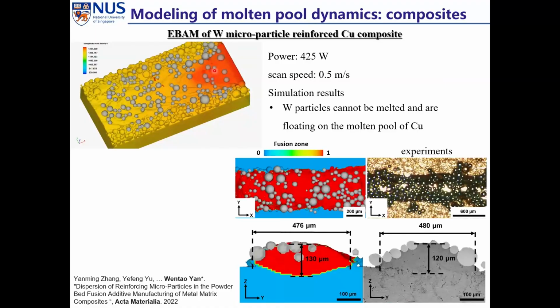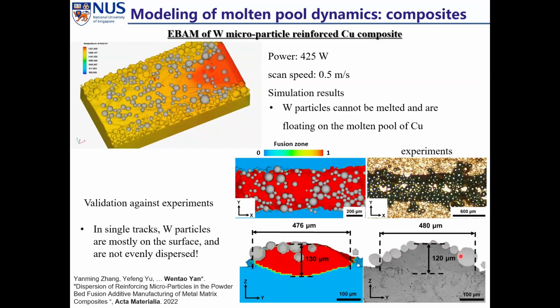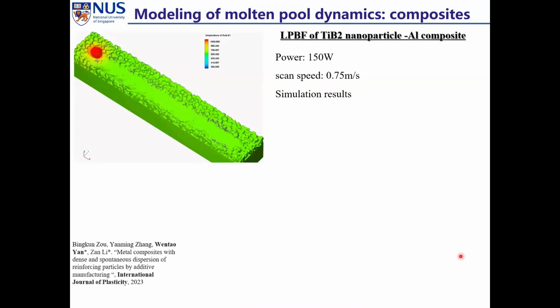Because at this scale, tens of micrometers, the surface tension is dominant, and gravity and buoyancy are minor compared to surface tension. So you can see this is experimental validation. After solidification, most of these tungsten particles are still on the surface, which validates our simulation. And for nanoparticle reinforced composites, it is a different story because of size effect.